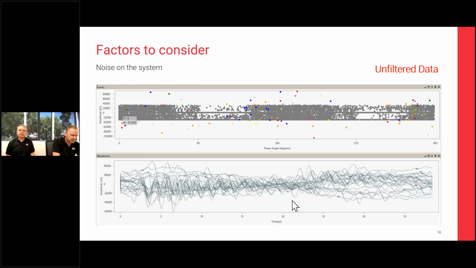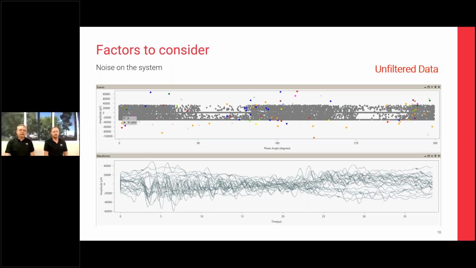The next factor, and it's very important, is to figure out the level of noise that we get on circuits. This can vary greatly. It can be much more of a problem on industrial networks as compared to distribution networks.